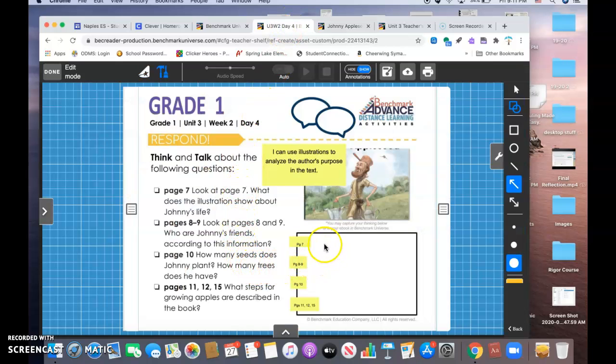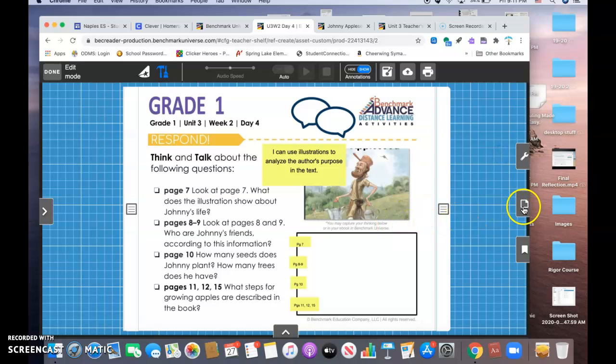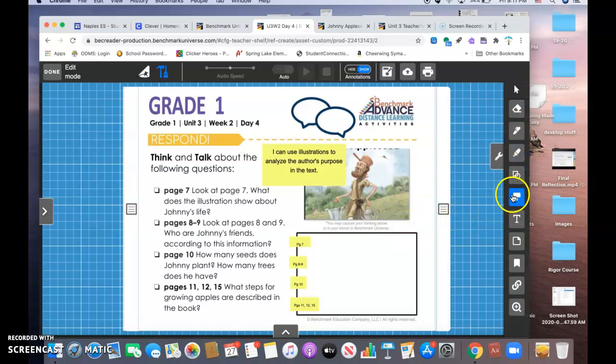All right, now you can answer or capture your thoughts here on this page by clicking on the text box and adding your thoughts right here on the page, or you can answer these questions in your reading journal. Either way is fine. All right, next question.